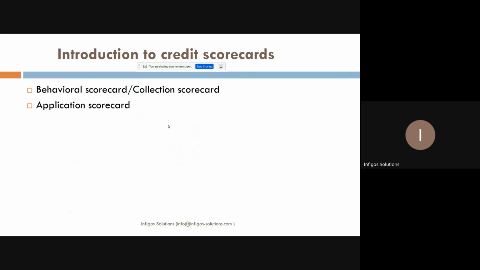So categories are only two: behavior or application. Behavior scorecards are used... I think I will not go into this story again. I just discussed it.